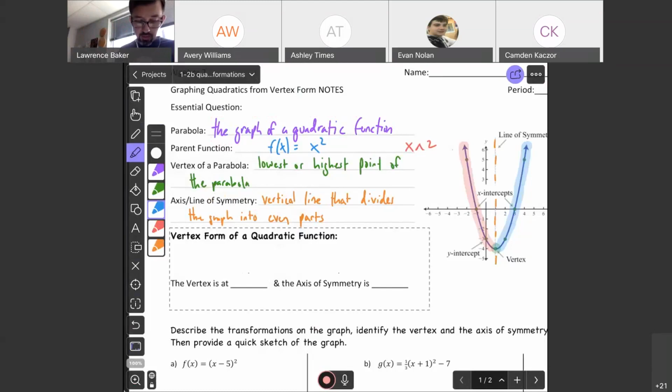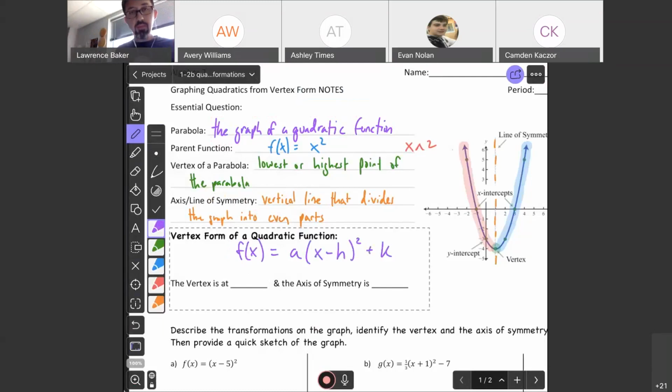This next part is the vertex form of a quadratic function. I wrote this down for you guys yesterday, but I didn't really highlight it too much, but this is something you're definitely going to want to know. So f of x equals a times (x minus h) squared plus k. I wrote that on the back of the notes yesterday, just at the top, as I was talking about stuff. So you might not have written it down, but here you definitely want to get that written down. We're going to be using this a lot.